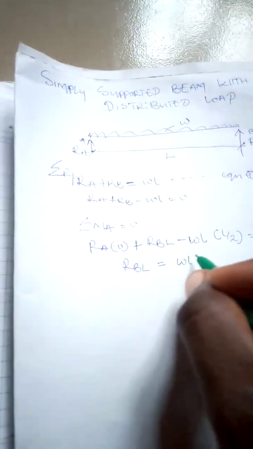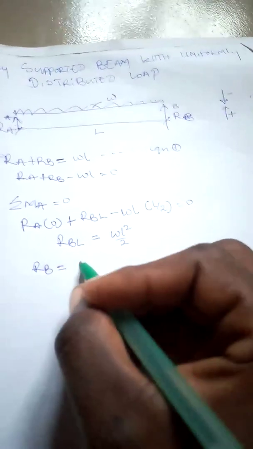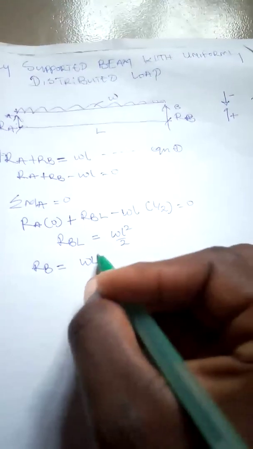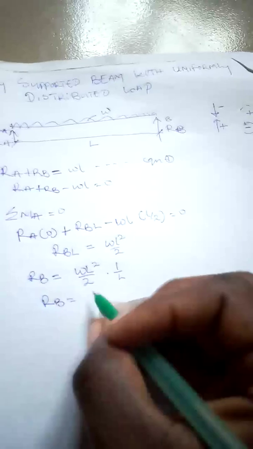Now we're just going to have RBL equal to, if we take the whole of this to this other side, WL square all over 2. Now to take away this, we divide both sides by L. Okay, which is going to be our RB equal to WL all over 2 dot 1 all over L. I hope you understand what is going on here. So we're going to have RB equals WL all over 2.